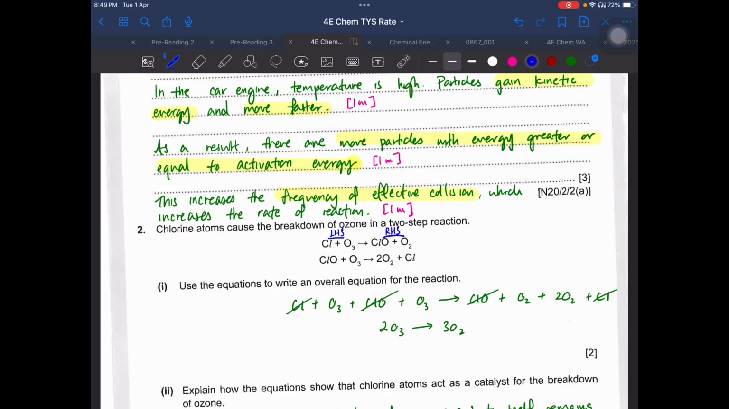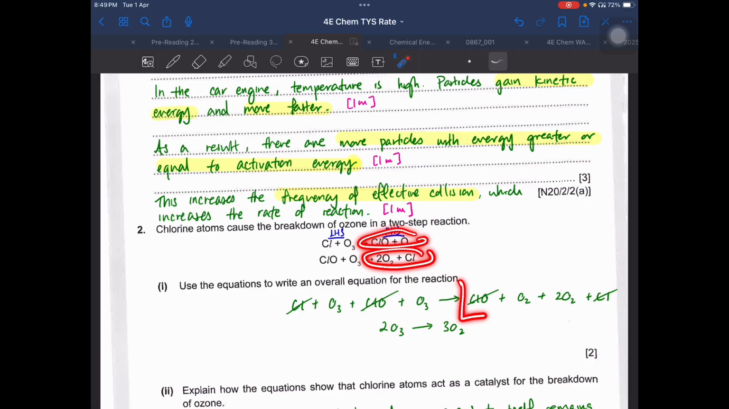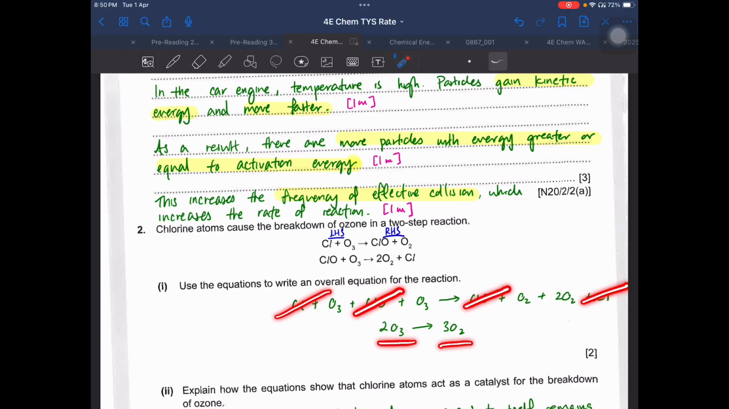Now, we know that every equation has a left-hand side with an arrow towards the right-hand side, right? So when we talk about overall equation, what we really want the students to do is to take all the things on the left-hand side, put them all together in a mega equation here on the left-hand side. Then take everything on the right-hand side and put them all together on the right-hand side in a mega equation over there. Then start looking at what has been repeated on the left and right. So for instance, chlorine, for instance, this ClO molecule. And then you'll be left with the final equation.